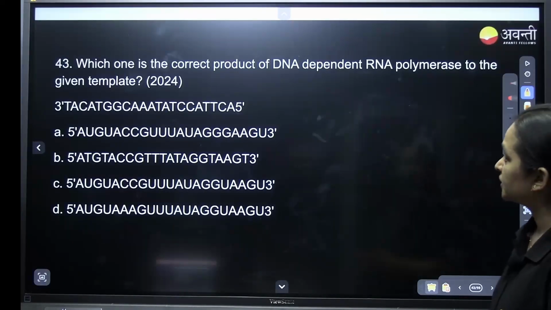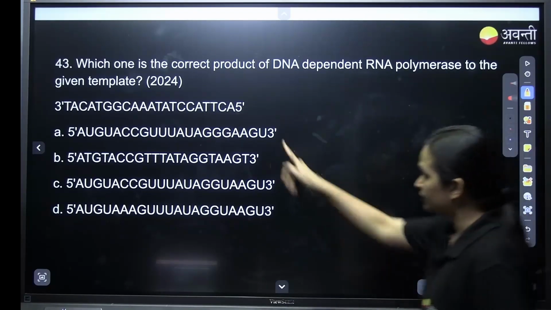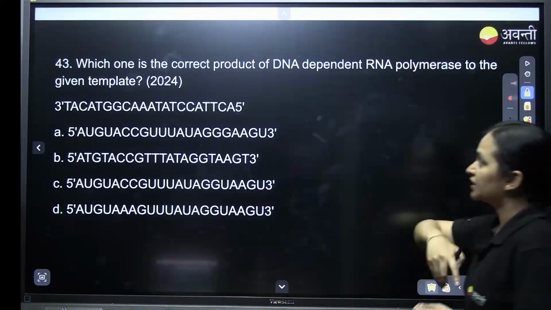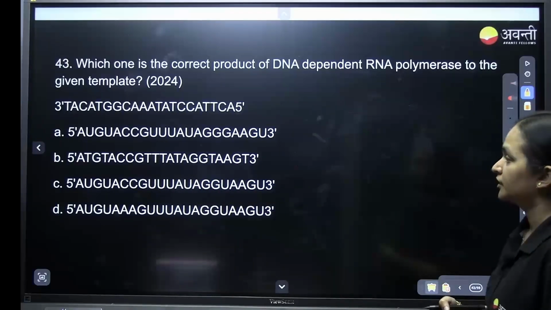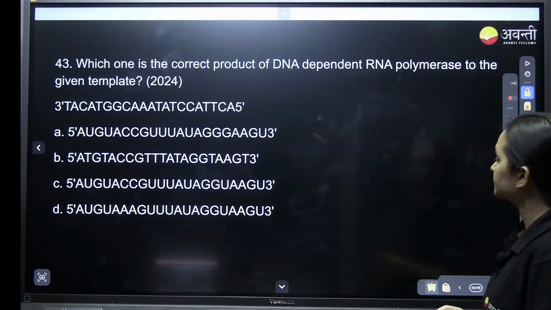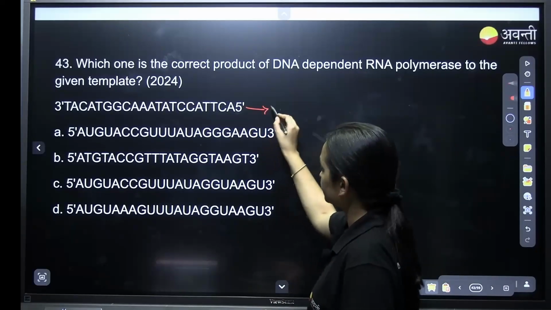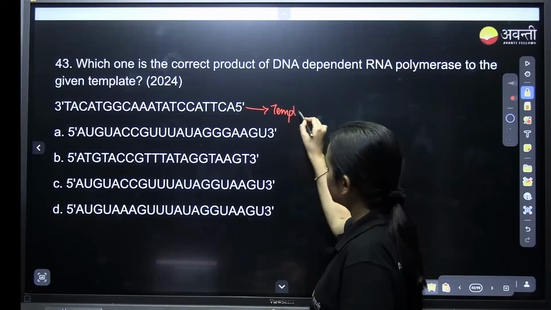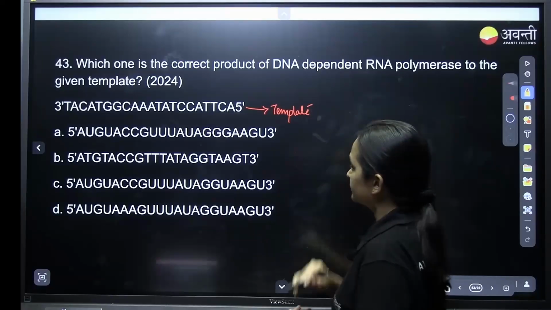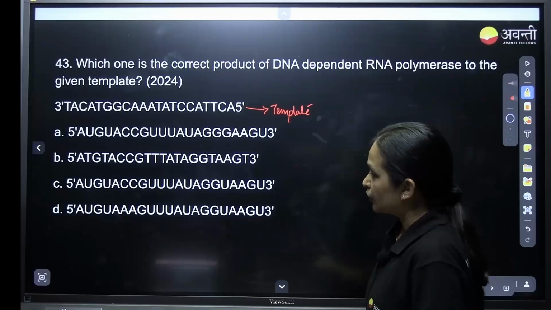Which one is the correct product of DNA dependent RNA polymerase for the given template? This is the template, match it. Which is the correct mRNA sequence? This is a template strand. Which one? T will be coding for A, and A will be coding for complementary, it will be U.